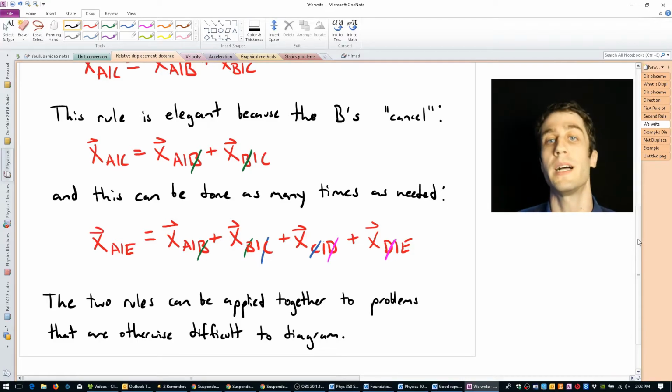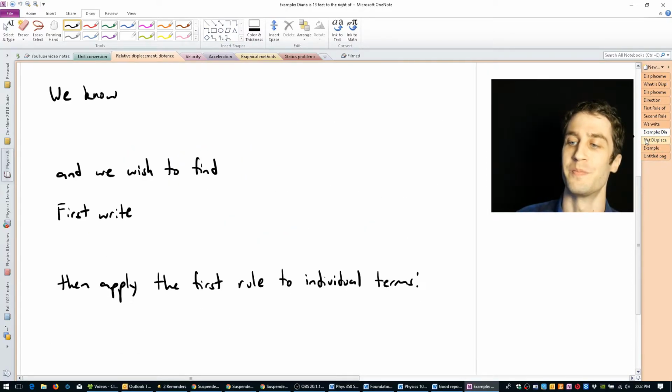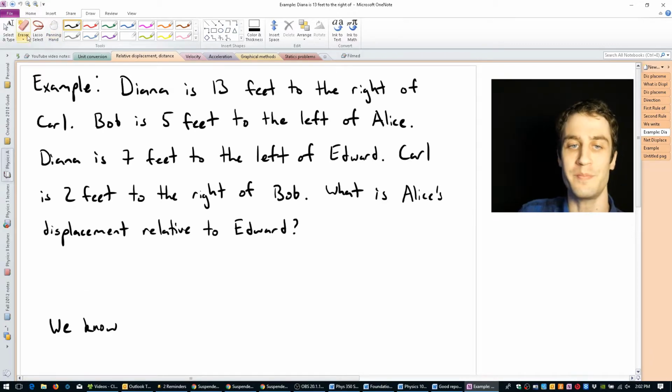So the two rules can be applied together to problems that are otherwise difficult to diagram. Especially in 2 dimensions, but we'll just do some 1-dimensional problems for now. So, I love these kinds of problems. I will just say there's a decent chance that you might see one on the exam.